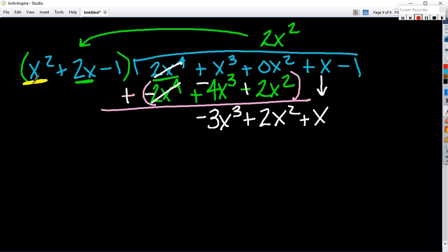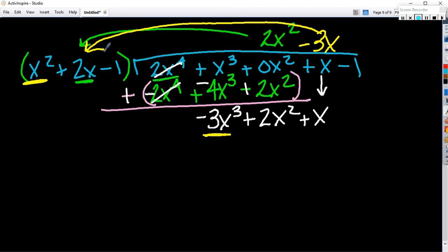What do I multiply x squared by to get negative 3x cubed? Until you're done. What do you multiply by? That's why it's called long division. Negative 3x. I go to the x column. What do you do now? Now we multiply. But we multiply to everything.